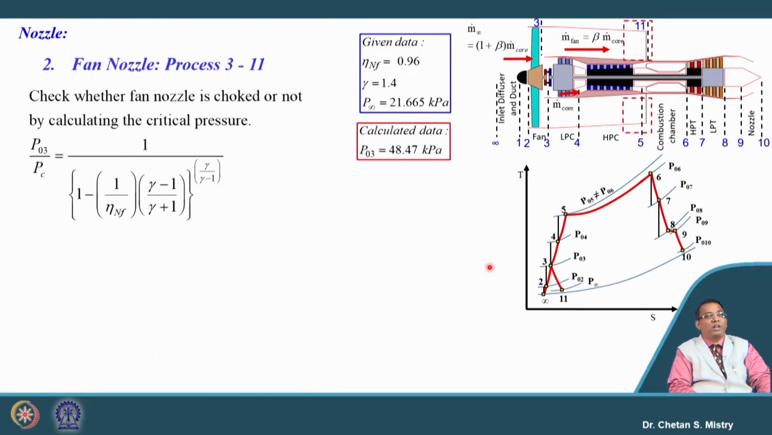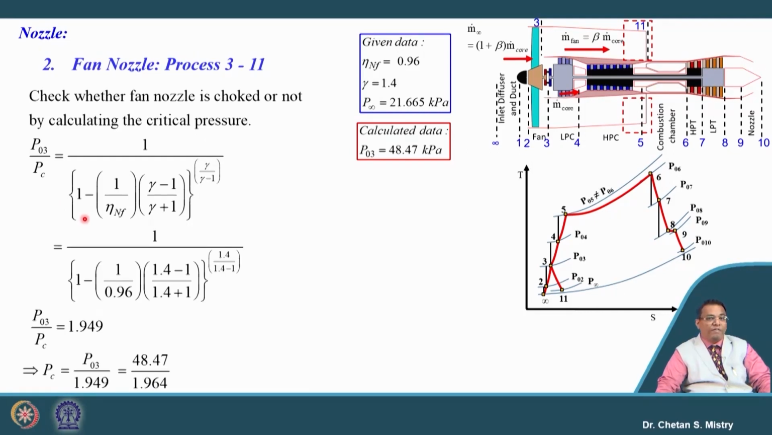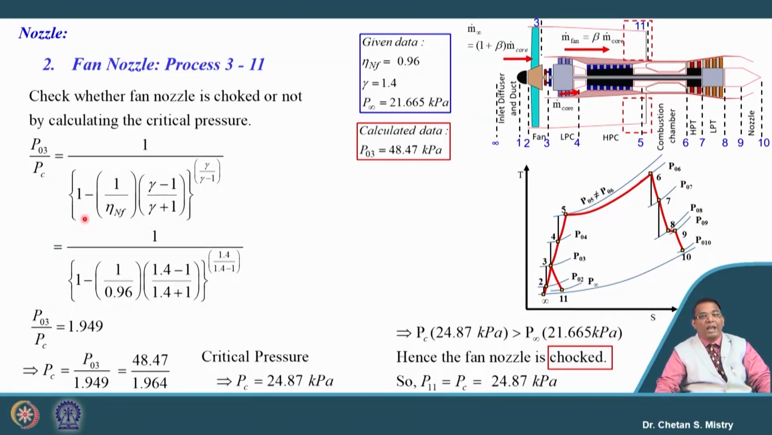Okay. Now, similarly, we can do our calculation for the fan nozzle. Here my critical pressure ratio we are putting as P03 by Pc. My nozzle efficiency for the fan is known, specific heat ratio is 1.4. If we put these numbers and calculate our critical pressure, it is coming 24.87. Again, this critical pressure is greater than our atmospheric pressure. So, under that also my fan nozzle is in choked condition. That means my exit static pressure will be 24.87 kilopascal.